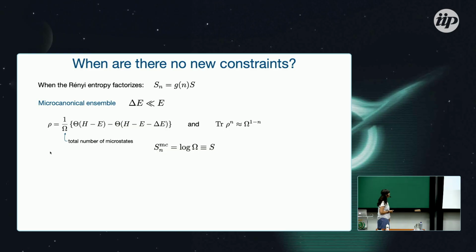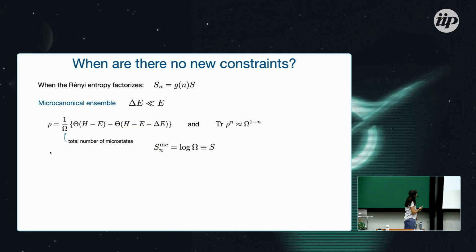A second general remark is the following. In general, these constraints will be non-trivial, so they won't be redundant to the second law, but we can ask a priori whether there are instances in which they are redundant. This will surely be the case if the Renyi entropy factorizes in this form. If we can write the Renyi entropy as some n-dependent function times the entropy of the system, then this will drop out from the inequality and the constraints will be redundant.